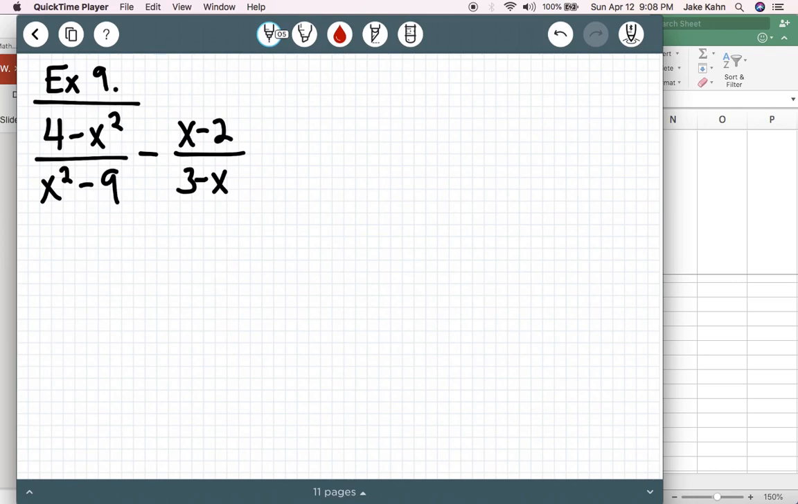Here we go. First, when we have 4 minus x squared, that is a difference of squares. However, I'm going to switch this around just a tad, all right? Instead of 4 minus x squared, I'm going to actually change that to be negative x squared minus 4. Pull out a negative 1 in front just so that it looks a little bit normal with the variable in front, okay?